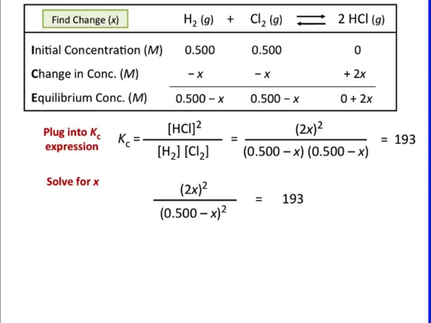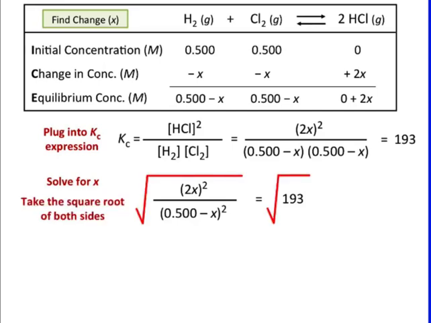We want to solve for x. Hey, look, the things on the left side, both the numerator and the denominator are squared. So look, we can take the square root of this, and then we'll get 2x divided by 0.5 minus x, like that, without the squares, and then that's equal to 13.89. 3 sig figs on this because when you do squares or exponents or square roots, it's like multiplication. So you have the same total number of sig figs afterwards.